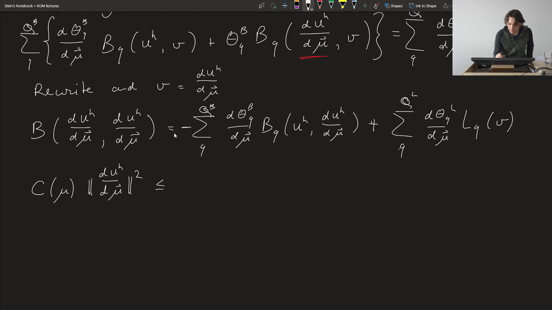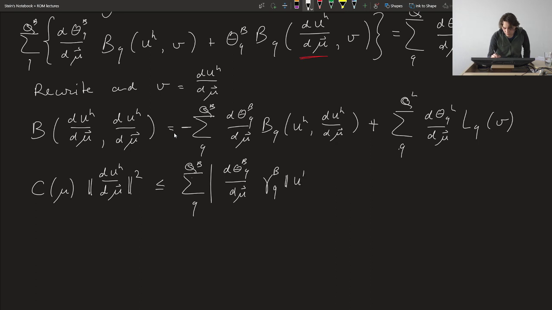Okay. Now, additionally, what I had for each of these b q's was that the largest eigenvalue produced the following result, and now I have to introduce absolute signs to make this work. So that's why my minus cancels. So d theta bq d mu times, this is going to be smaller than gamma q b, which is independent of the parameter, multiplied by the norm of u h and the norm of d u h, the directional derivative.